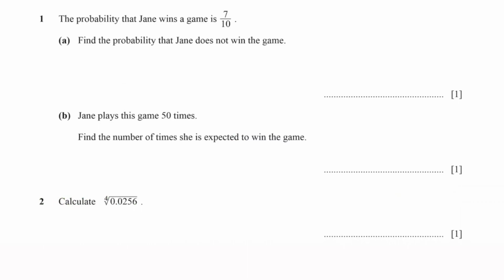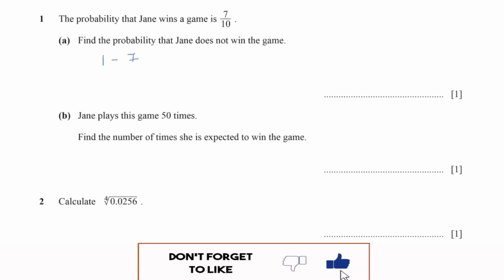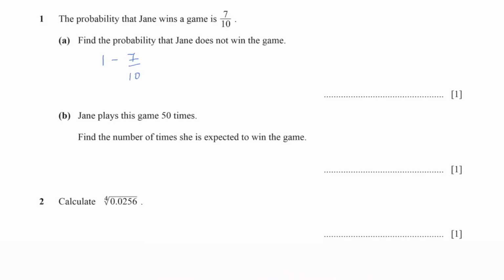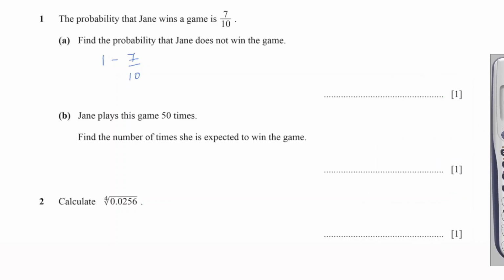Question number 1. The probability that Jane wins a game is 7 by 10. Find the probability that Jane does not win the game. So the total probability will always be equal to 1. So if the winning game is 7 by 10, then losing the game will be 1 minus 7 by 10. So let us pull out our calculator and find the answer. 1 minus 7 by 10 gives you 3 by 10. So the answer is 3 by 10.